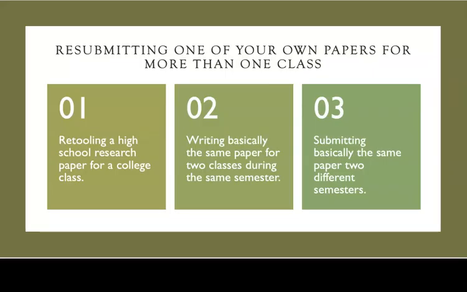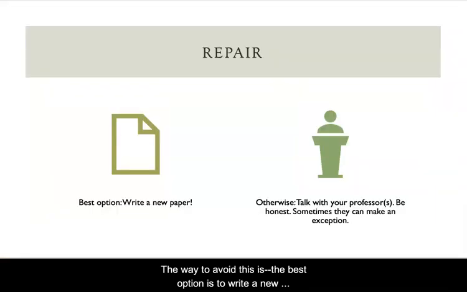All right. The last kind of plagiarism I want to talk about is resubmitting one of your own papers for more than one class. So this could include things like retooling a high school research paper for a college class, writing basically the same paper for two classes during the same semester. The third is submitting basically the same paper two different semesters. All right, so the way to avoid this, the best option, is to write a new paper.